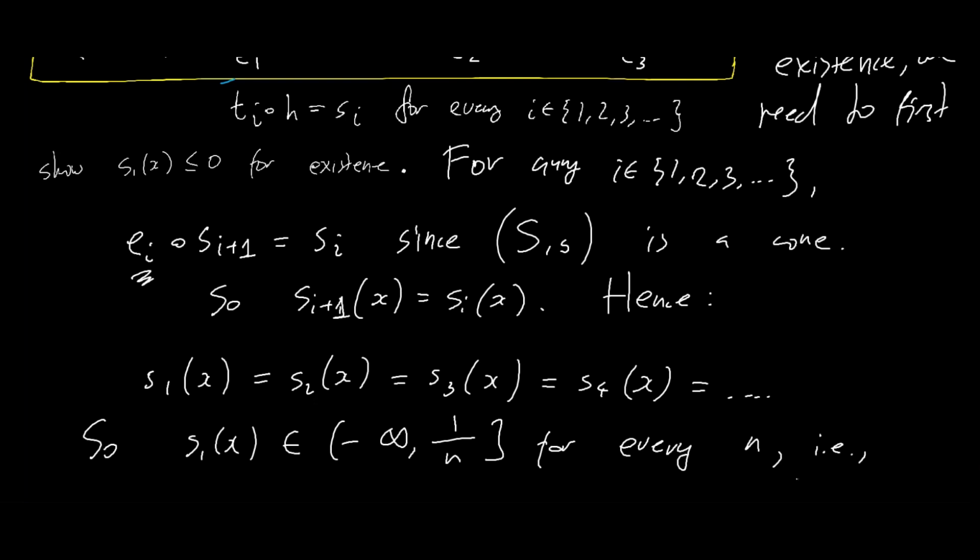In other words, S1 of x is less than or equal to 1 over n for every n. And that brings us to the argument that you were making, right? If S1 of x is less than every 1 over n, then it has to be less than or equal to 0. Because as soon as it's slightly bigger than 0, we will find an n for which it will no longer be less than or equal to 1 over n.